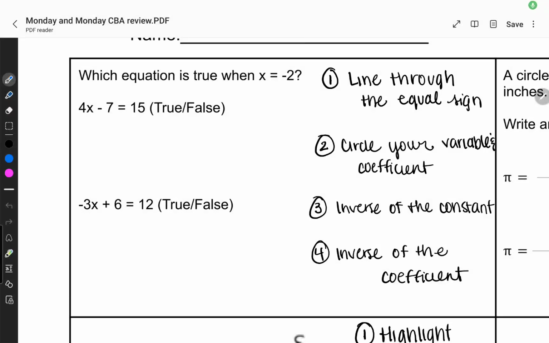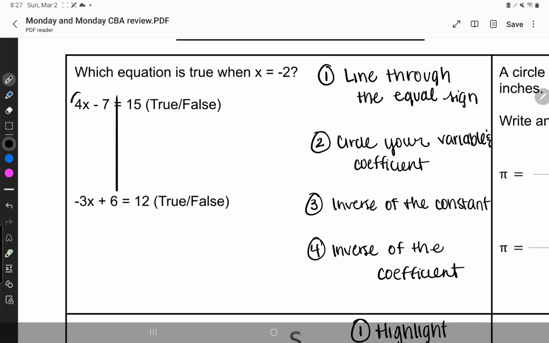Which equation is true when x equals -2? That means we're going to solve these equations and see which one gives us -2 as the solution. My first step to solving any equation is drawing a line through the equal sign. Then I circle my variable and its coefficient.